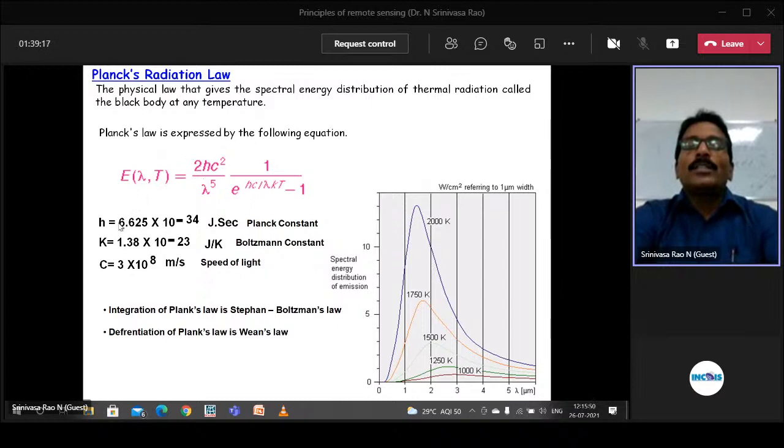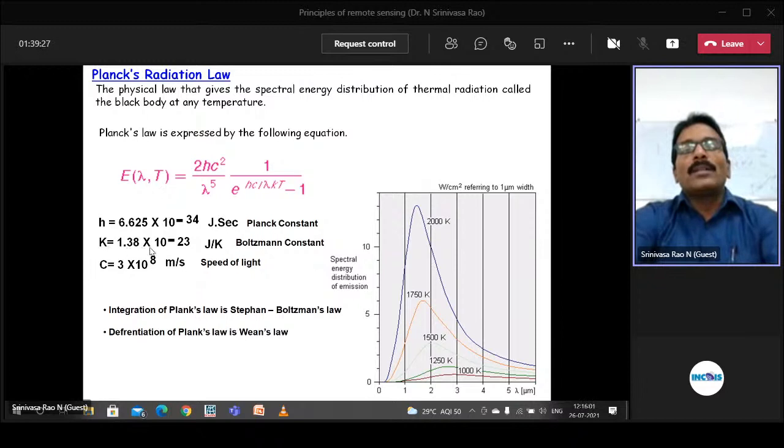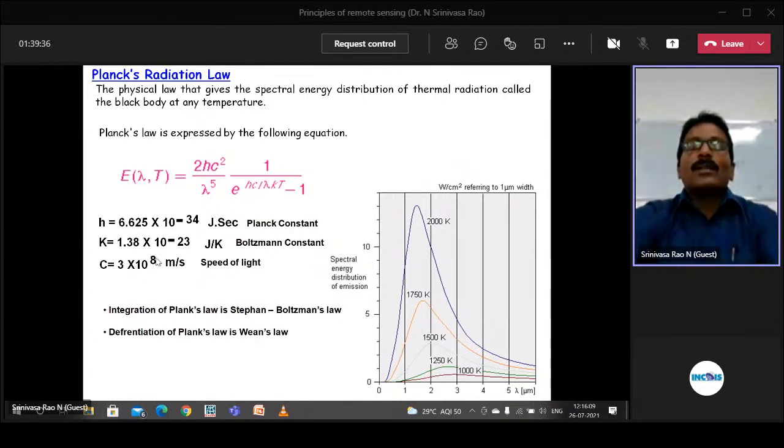So h is Planck's constant. The value is this much. Units are joule second, one packet of energy. And k is Boltzmann's constant, 1.38 into 10 to the power of minus 23 joule per K, where K is the unit of temperature. c is the speed of light, 3 into 10 to the power of 8 meter per second. If you substitute all these things, how?